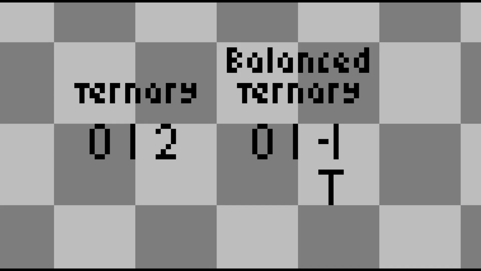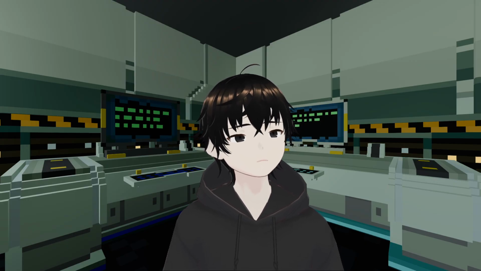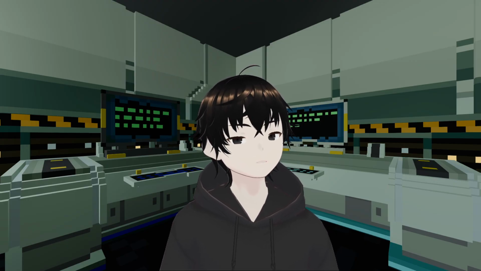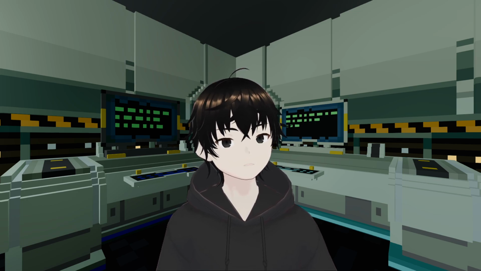In ternary, you have 0, 1 or 2, but in balanced ternary, you have 1, 0 or minus 1. The value of each digit starts on the right and goes up in powers of 3. 3 to the 0, 3 to the 1, 3 to the 2, and so on. What's interesting about balanced ternary is that you don't have a minus sign, instead you have a minus 1 digit. So minus 1 is just T.